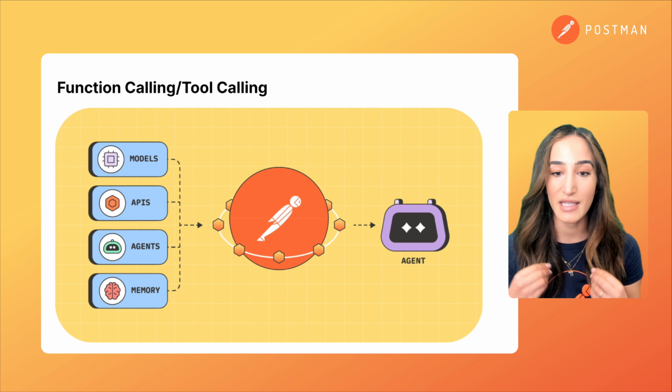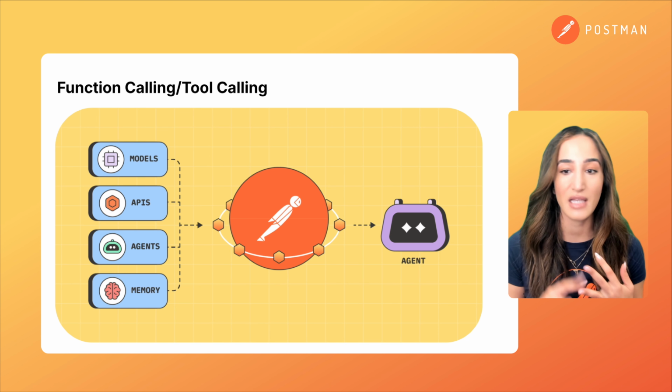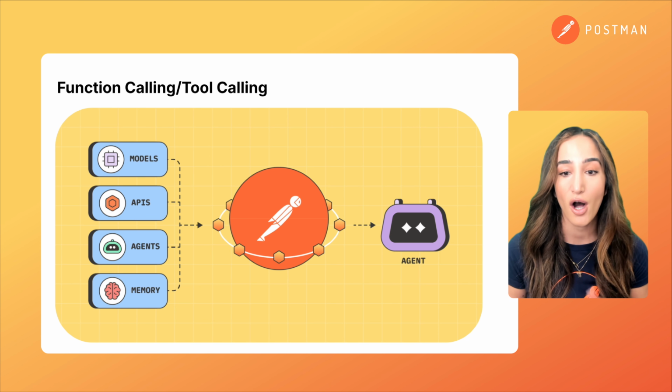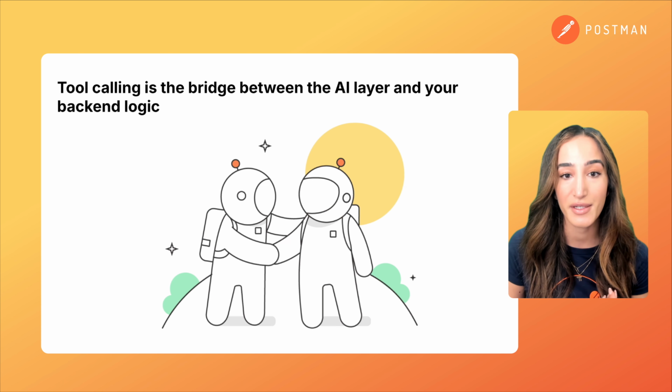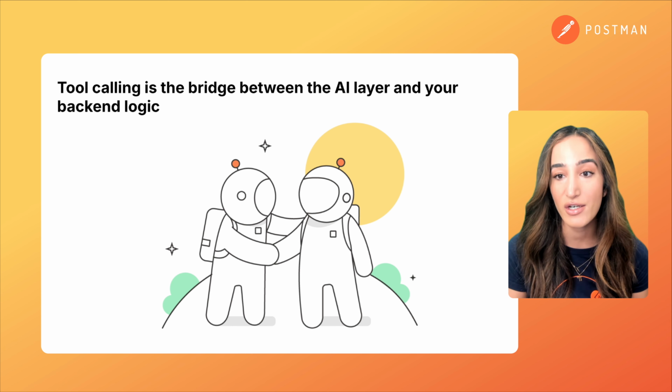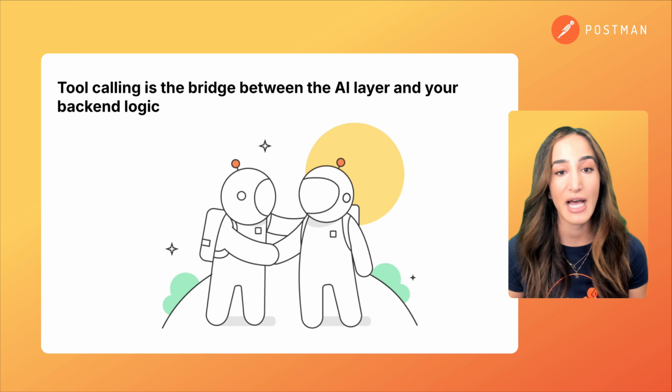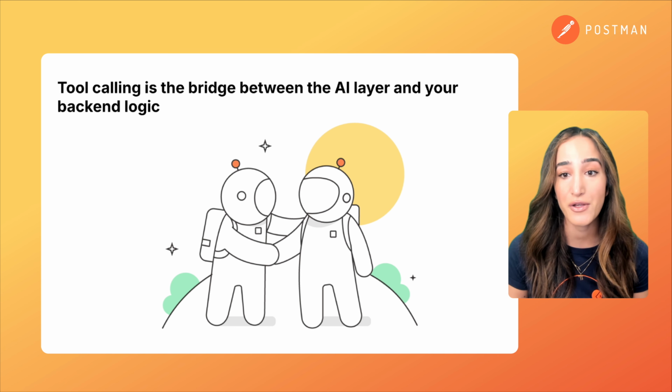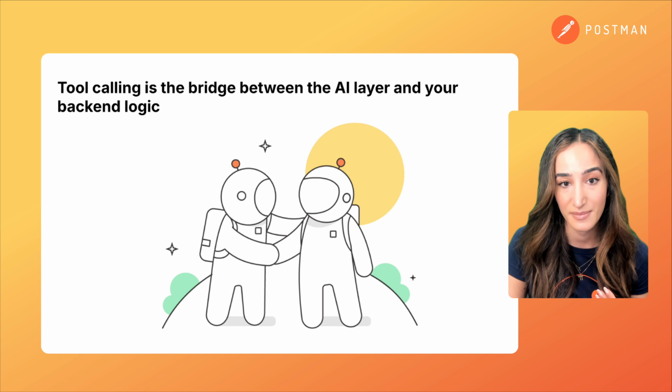This is what powers AI agents that can shop, summarize, troubleshoot, and automate, all by calling the services that you already built. Tool calling is the bridge between the AI layer and your backend logic. It's how LLMs become useful and how your APIs become intelligent.